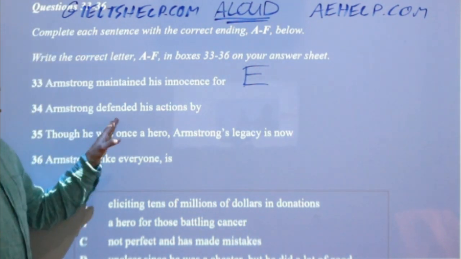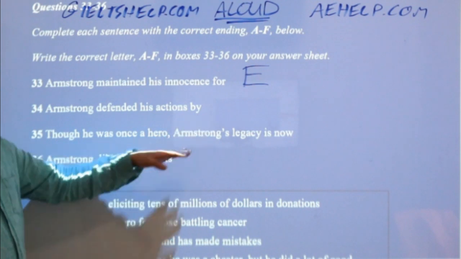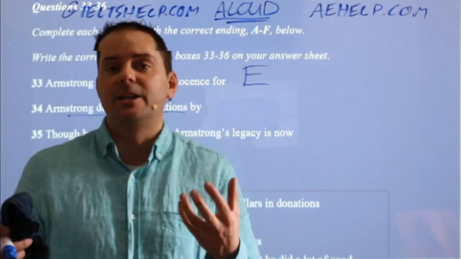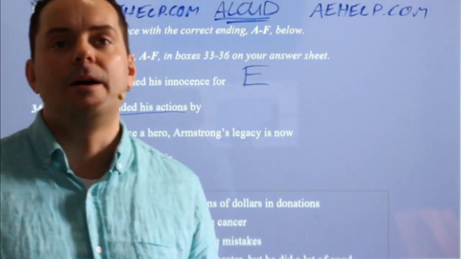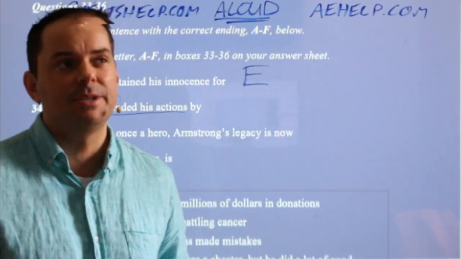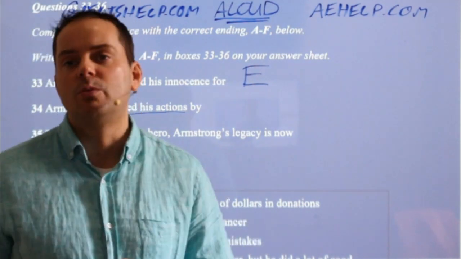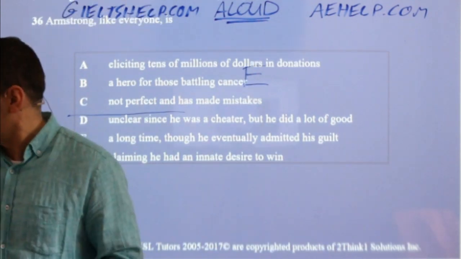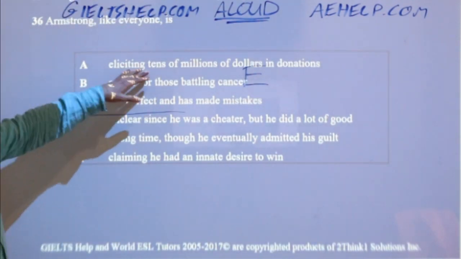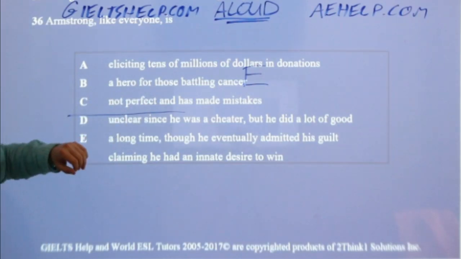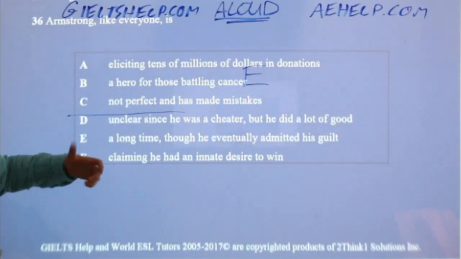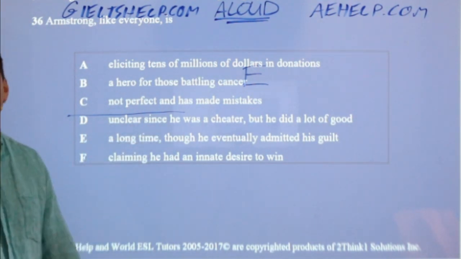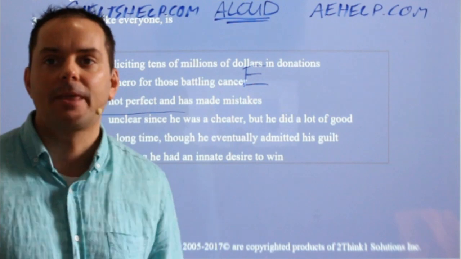Armstrong defended his actions by. Okay, so it means that he said, hey guys, I cheated, yes, but I did it because. What did he say? Well, he said something like, I really wanted to win, right? So let's see which one matches. Tens of millions of dollars, no. Hero, doesn't make sense, not perfect, nah. Unclear, long time. And I see a lot of you are saying F. Okay.